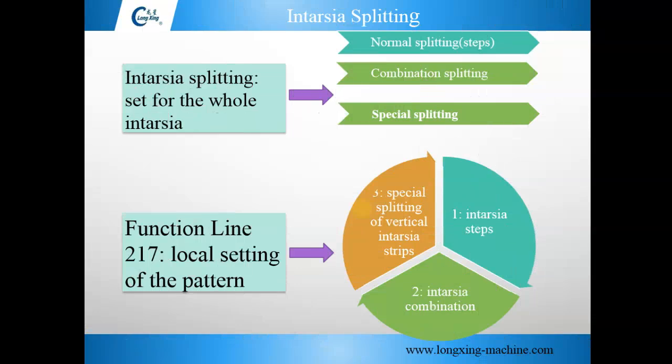In the Longshan design pattern system, the intarsia splitting mode can be controlled so as to decrease the sanity numbers and improve the knitting efficiency. In default mode, the intarsia splitting mode is set for the whole intarsia. It can be divided into three tabs.